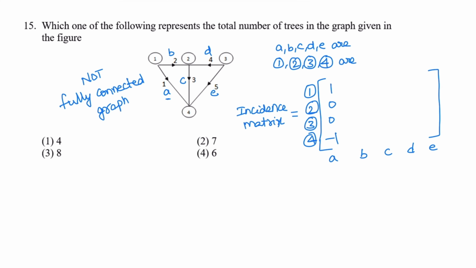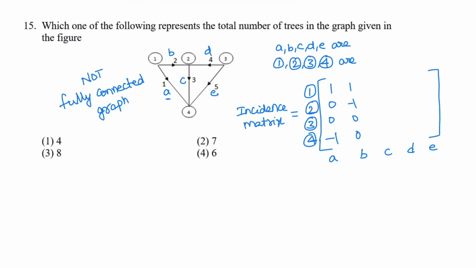From node 1, the branch is pointing away from node 4, so it is plus 1. Pointing towards node 4, it is minus 1. Likewise for branch B, it is connected between node 1 and node 2. It is away from node 1, so plus 1, and oriented towards node 2, minus 1. There is no connection between node 3 and node 4, so 0 0.